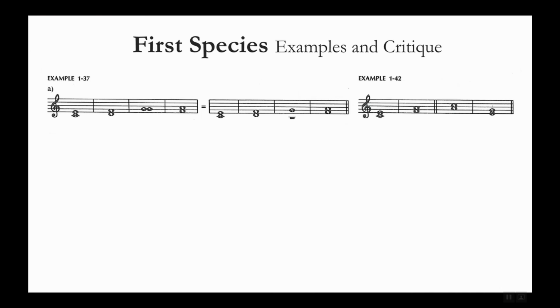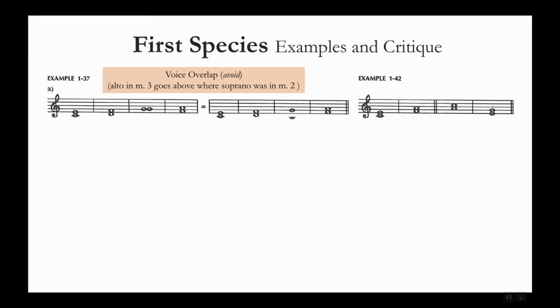Why can't you do that? Because it sounds like this. Actually, it's exactly the same on the keyboard. And so what is the problem? It's called voice overlap. The alto in measure 3 goes up from the D to G, and it goes up above where the soprano was on the previous note, on the previous bar.